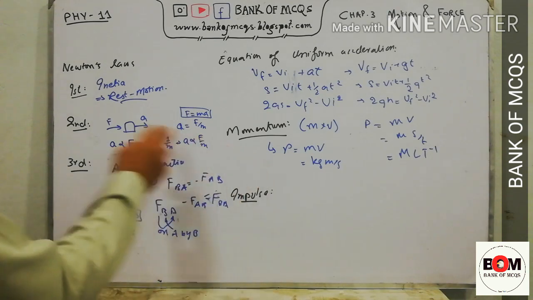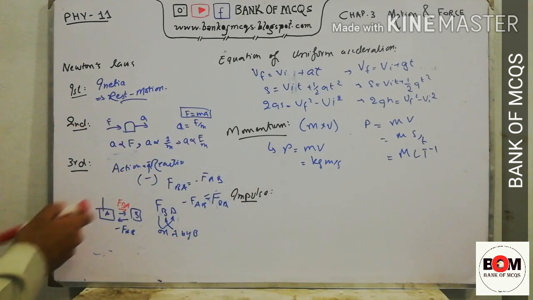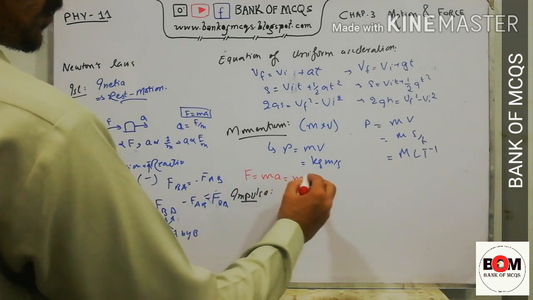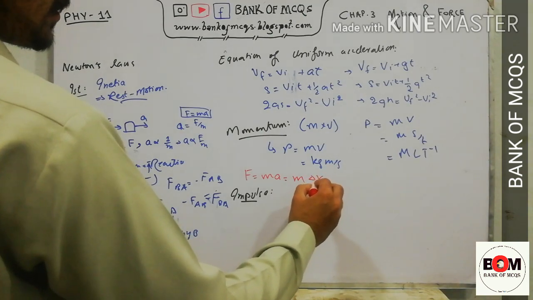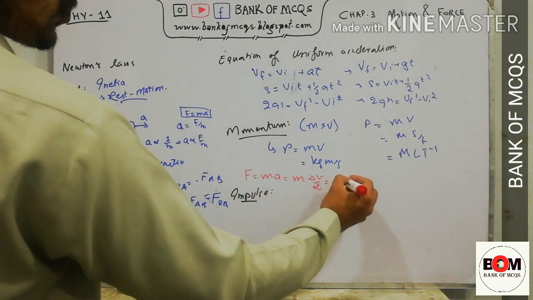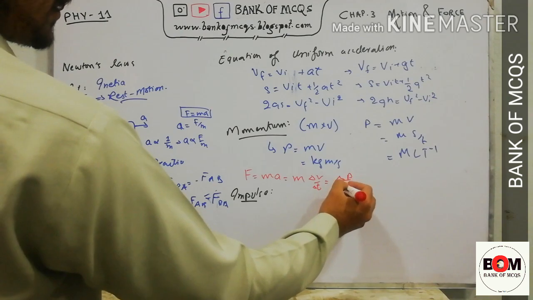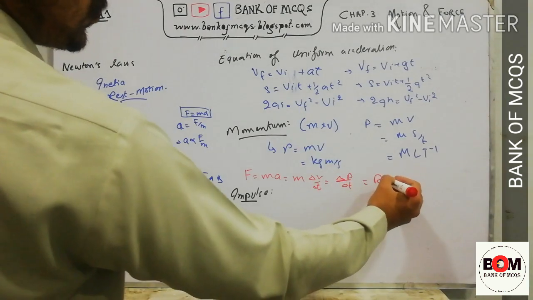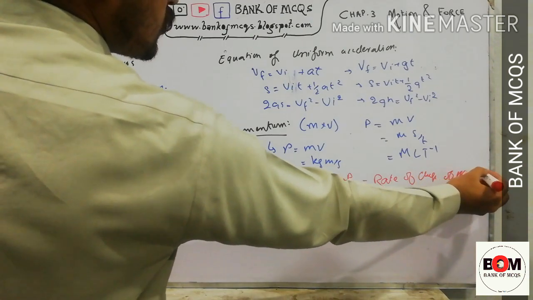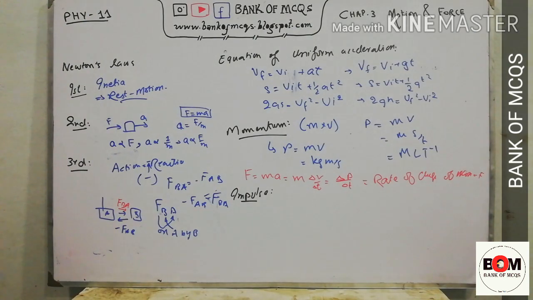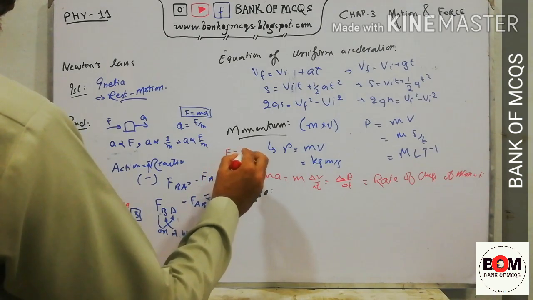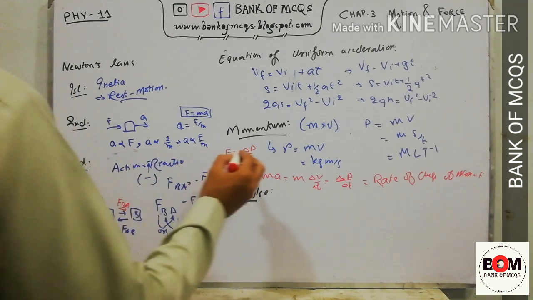Now there is a relation between force and momentum, which is Newton's second law. To find this relation, we know that F = ma, where a = delta v divided by t. We also know that the product of mass and velocity is called momentum. So the rate of change of velocity times m is equal to delta P by delta t, which is the rate of change of momentum. The rate of change of momentum of a body is equal to the applied force. So the relation between momentum and force is F = delta P divided by t.